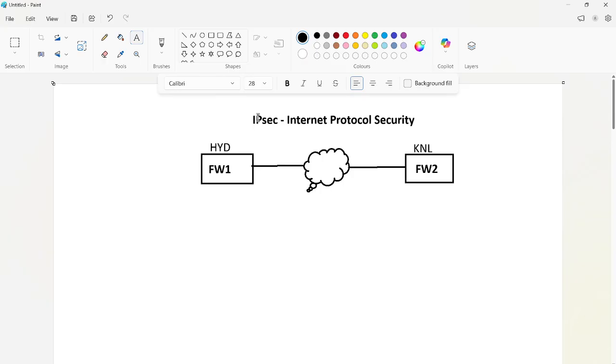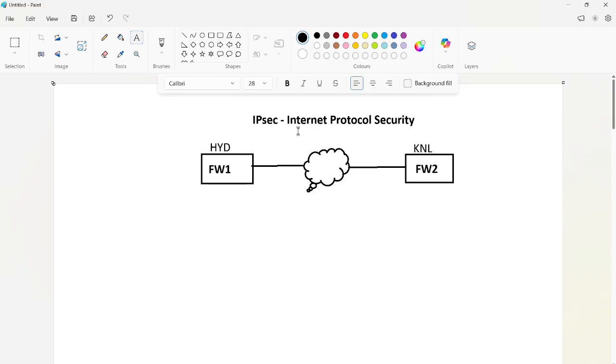Today we are going to learn one of the important topics in security, which is IPsec. I think most of you learned IPsec in the CCNA, right? So we'll learn it once again here in the Palo Alto firewall. Mostly IPsec works on layer 3. In the name itself we have IPsec.